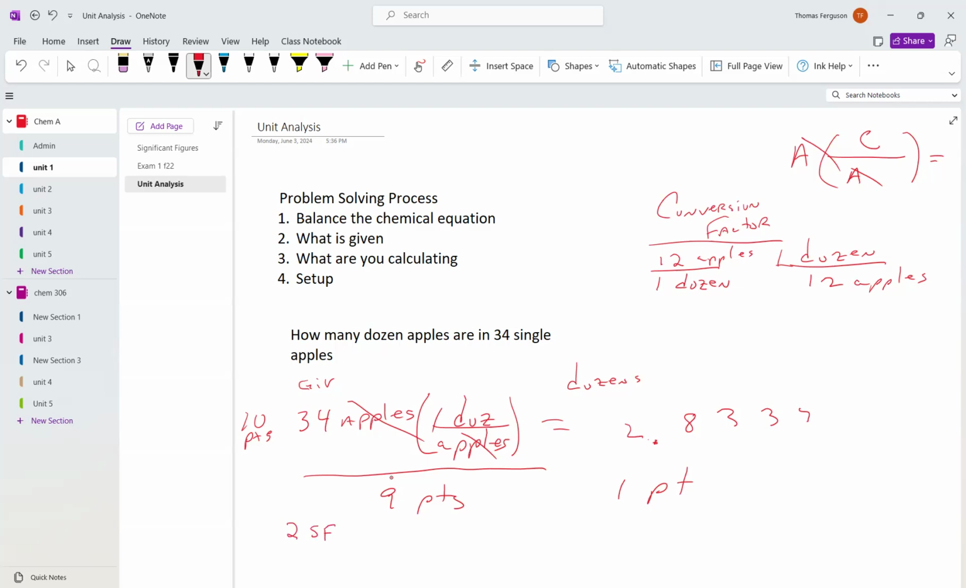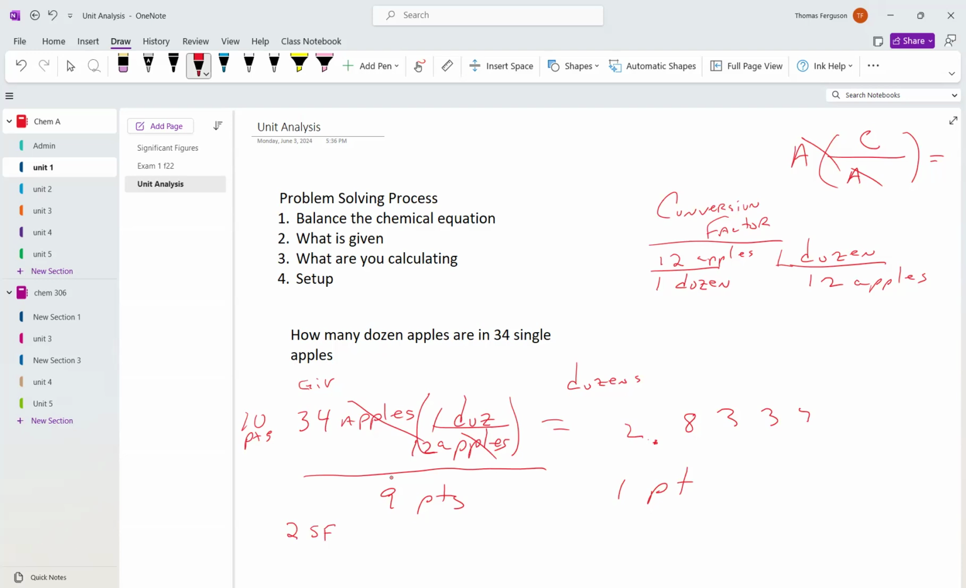What about this? What about this conversion factor over here? There's two kinds of conversion factors. One are by definition, and the other is an approximation, an estimate. Now, how many apples are in a dozen?